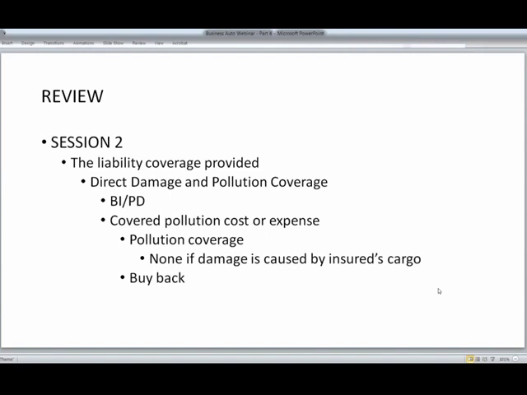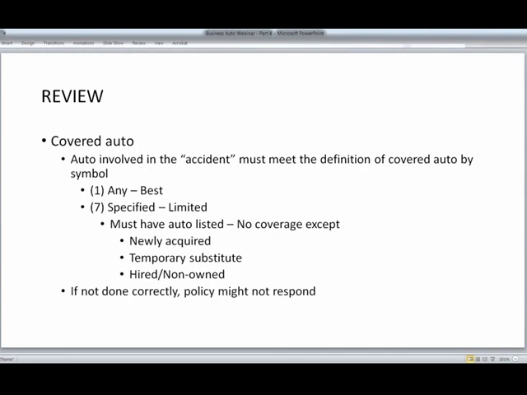There is some buyback, and that is the endorsement CA 99 48, which is the pollution buyback, that does buy back coverage afforded in the policy for pollution losses caused by cargo. Without that, there is no coverage.